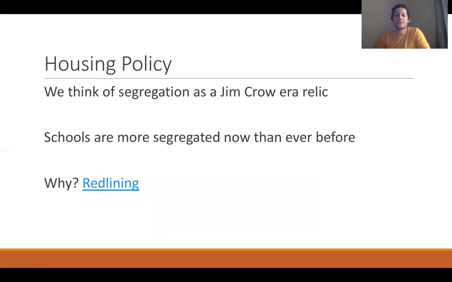Next, I'm going to talk housing policy. Now, we like to think of Jim Crow segregation as a 1930s, 40s, and 50s era relic. However, at this point in time, schools and neighborhoods are actually more segregated now than they ever were at the height of the Jim Crow era in the United States.